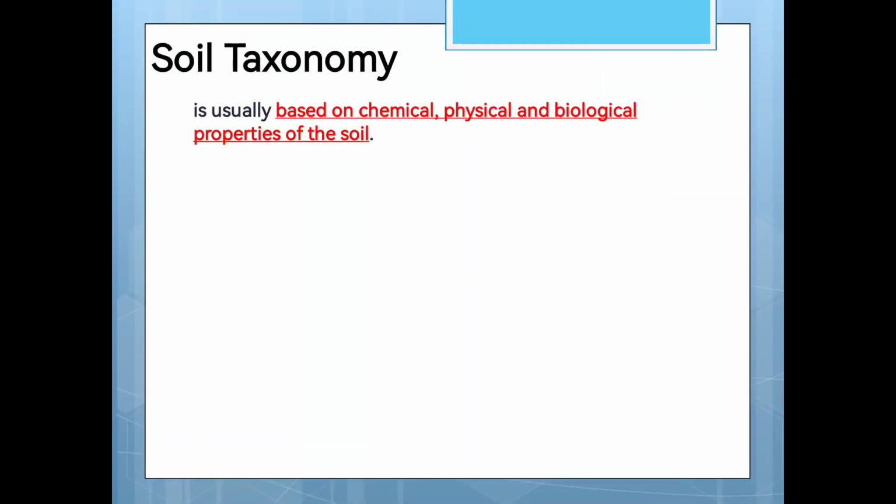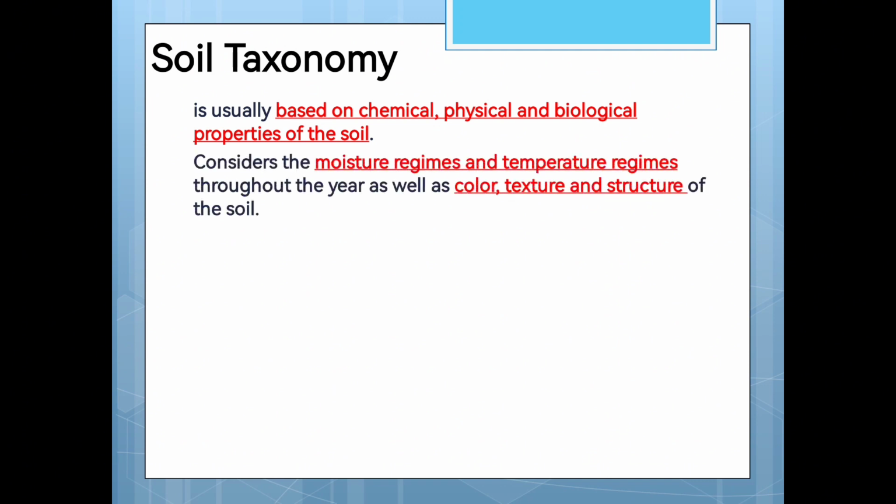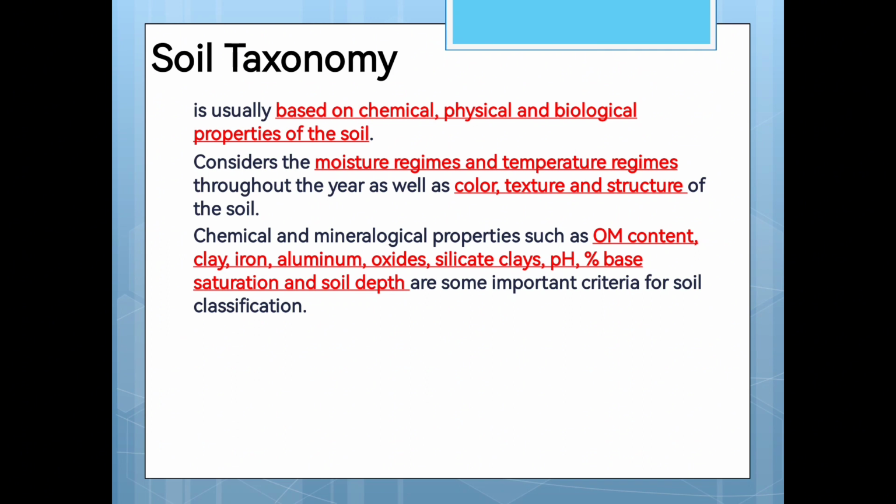The soil taxonomy is usually based on chemical, physical, and biological properties of the soil. It considers the moisture regime, at the same time, temperature regimes. We are going to discuss that one by one. Throughout the year, as well as the color, texture, and structure of the soil. It also considers the organic matter content, the clay, iron, aluminum oxides, silicate clays, pH, base saturation, and soil depth, which are some important criteria for soil classification. These are all chemical and mineralogical properties of the soil.